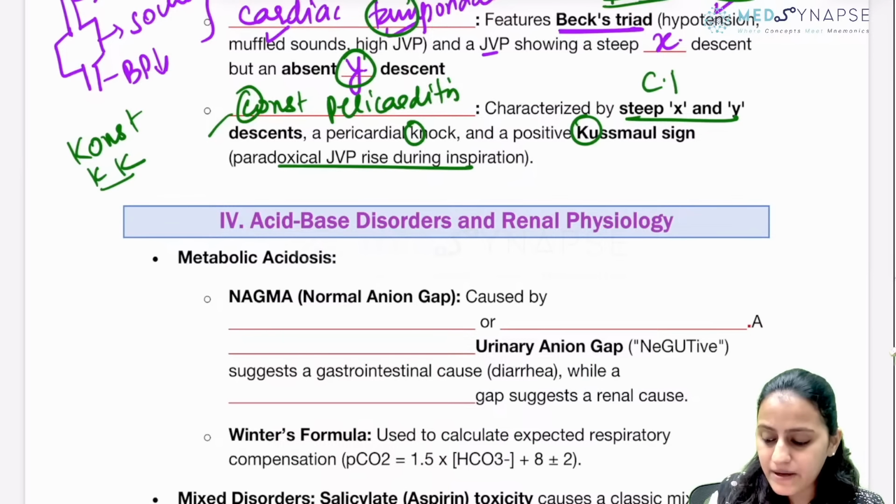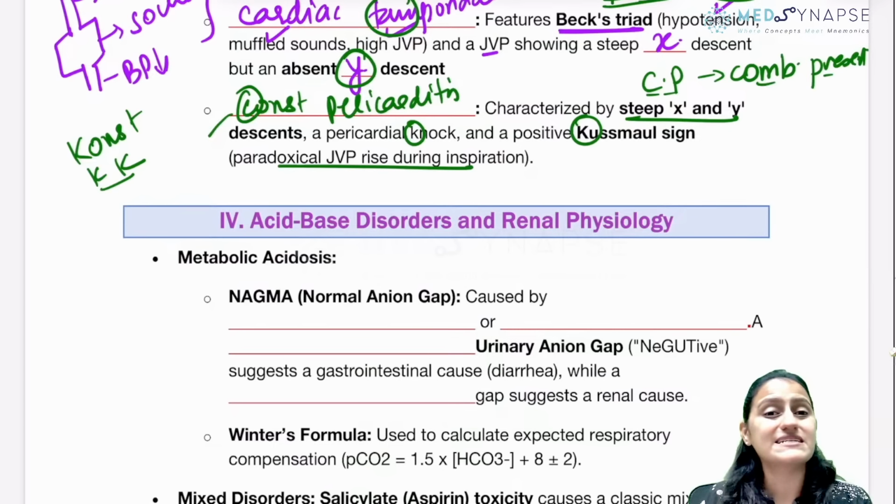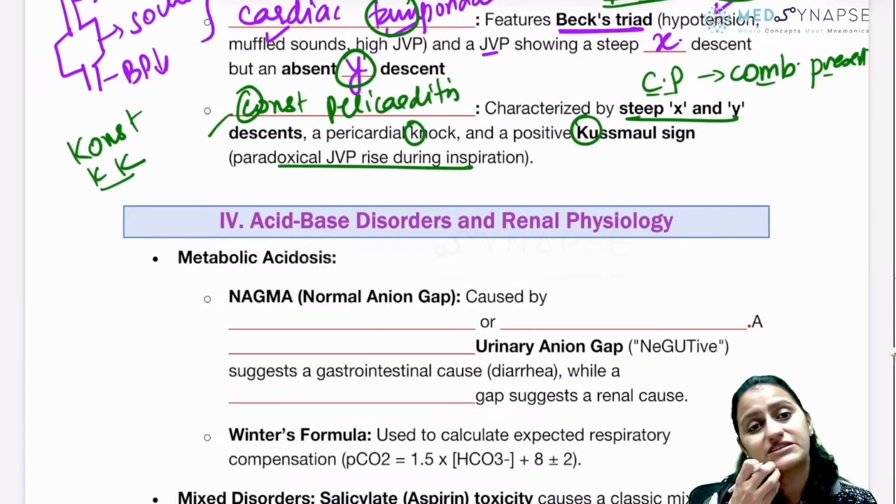Okay. Remember, in constrictive pericarditis, CP is CP combined present. Both of them are present. None of them is absent in constrictive pericarditis. Very, very important. Okay.